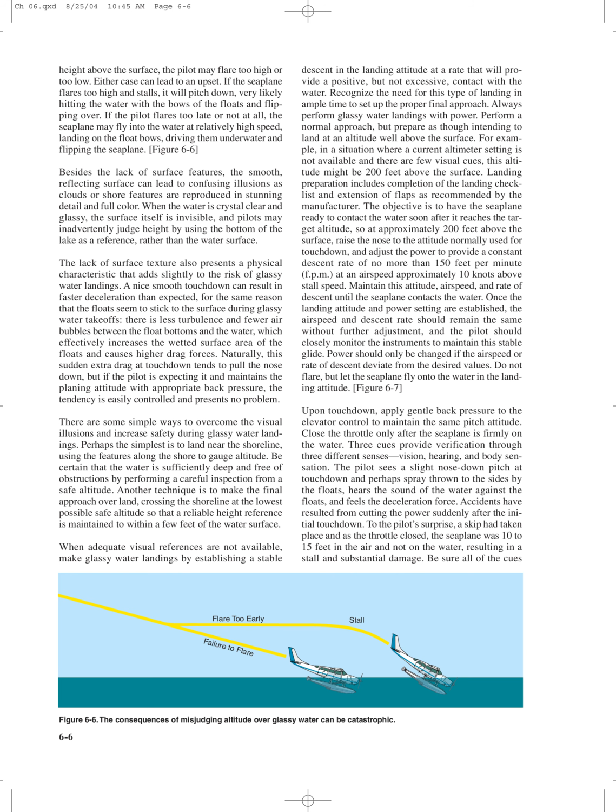Once the landing attitude and power setting are established, the airspeed and descent rate should remain the same without further adjustment, and the pilot should closely monitor the instruments to maintain this stable glide. Power should only be changed if the airspeed or rate of descent deviate from the desired values. Do not flare, but let the seaplane fly onto the water in the landing attitude. Figure 6.7. Upon touchdown, apply gentle back pressure to the elevator control to maintain the same pitch attitude. Close the throttle only after the seaplane is firmly on the water.